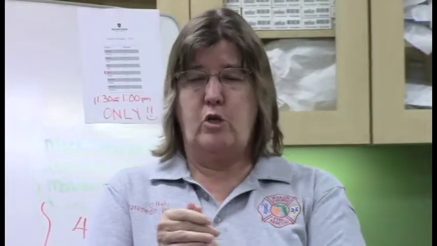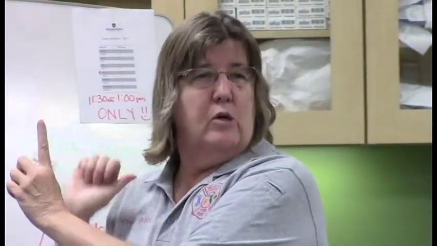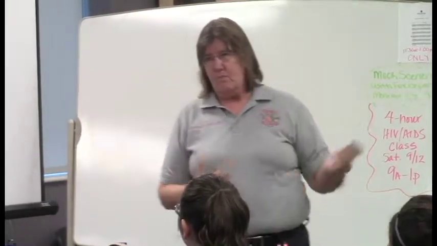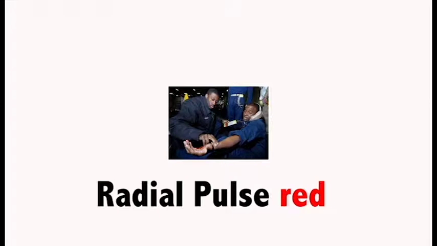Now you can do that one of 2 ways. You can look at it by feeling for a radial pulse, or you can do it by capillary refill. Capillary refill, basically, if you grab your finger and you squeeze it, it turns all white. How long does it take for it to go back to normal? Normal is 2 seconds. So if it's greater than 2 seconds, that's considered abnormal. We would make them a red. If they don't have a radial pulse, they would be a red. You don't check both, you check one or the other.